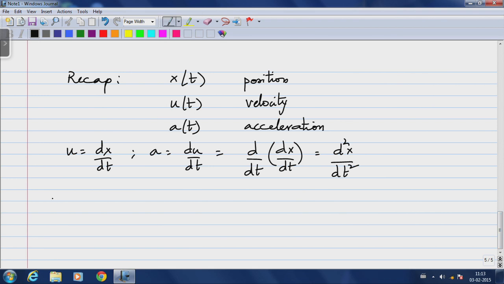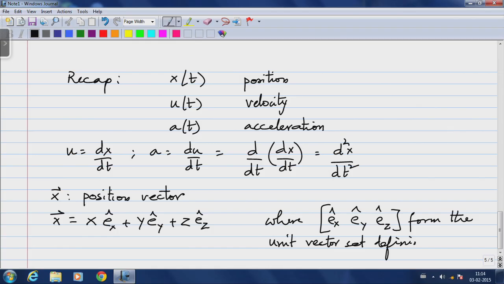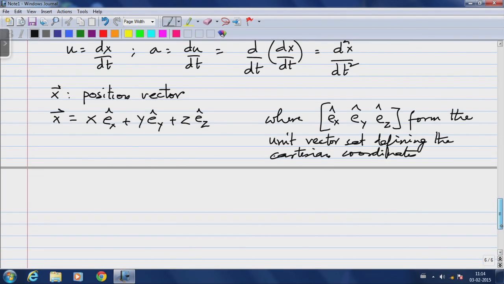Now, I can generalize this to 2 dimensions or even 3 dimensions in general. So, if I define x vector, which we will call the position vector, and x is given by some x Ex plus y Ey plus z Ez, where Ex, Ey, Ez form the unit vector set defining our Cartesian coordinate system.